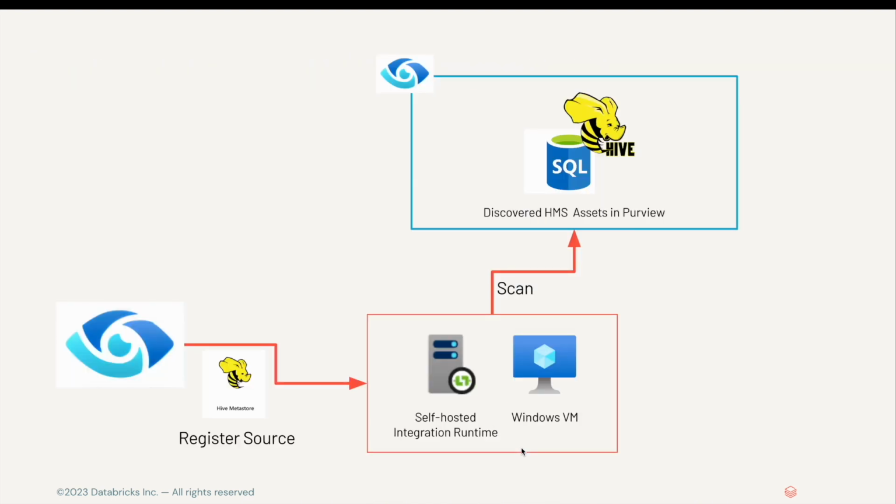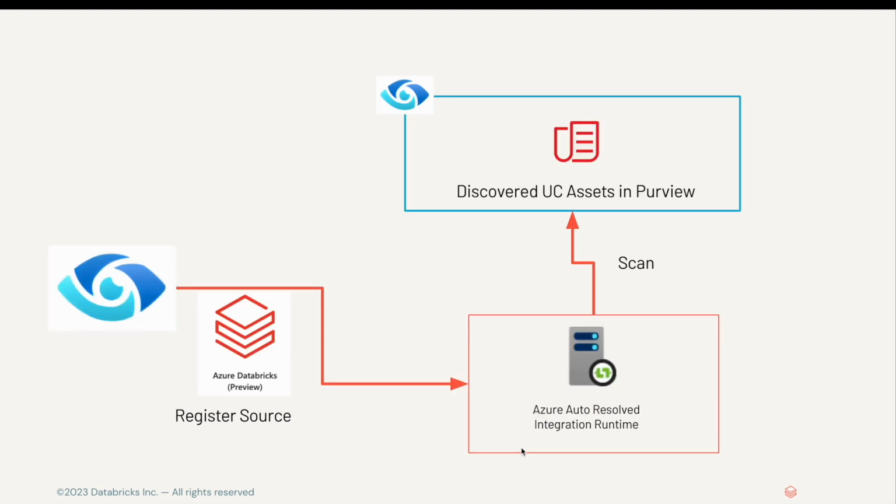Now let's take a look at a high level how Purview scans the data assets from Databricks. For scanning Hive Metastore from Databricks, you have to register a source as Hive in Purview. You fill up the details so that Purview can connect to the HMS and discover the data assets. For HMS scanning, we would need to set up a self-hosted integration runtime.